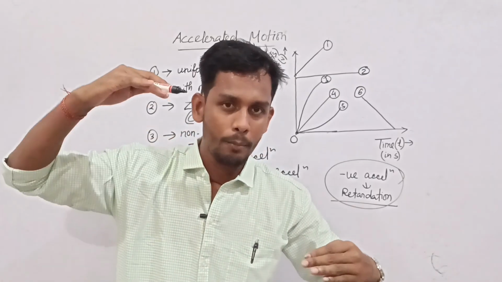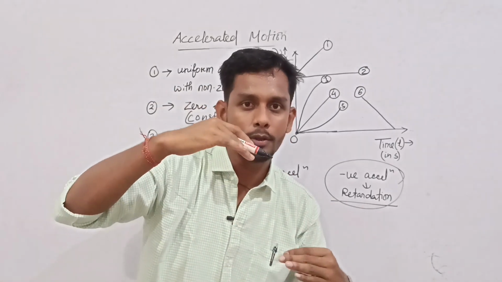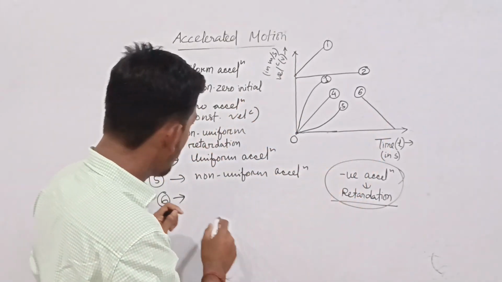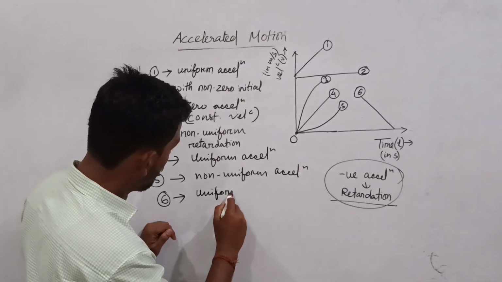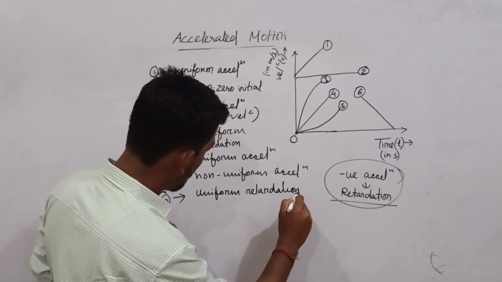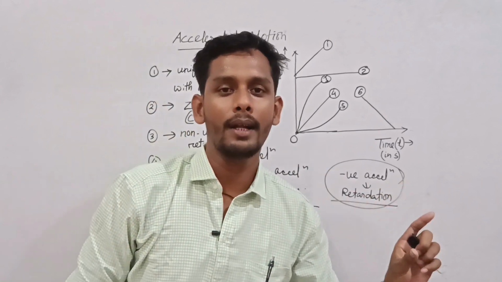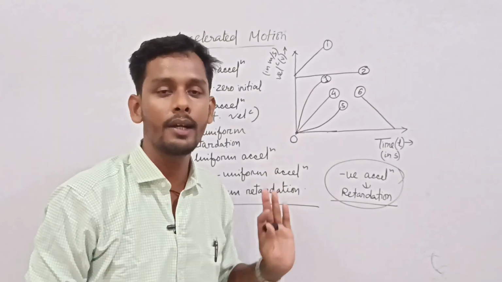Speed is decreasing, the speed is continuously decreasing. Sorry, here the velocity is decreasing. So the change is fixed. That means uniform retardation. So these are the 4 different types of graph of uniform motion, of accelerated motion.